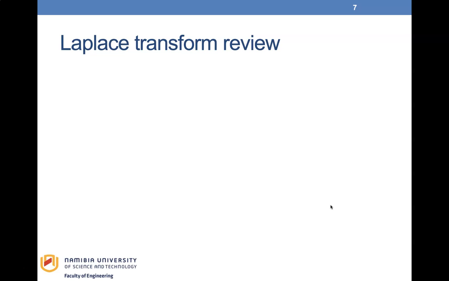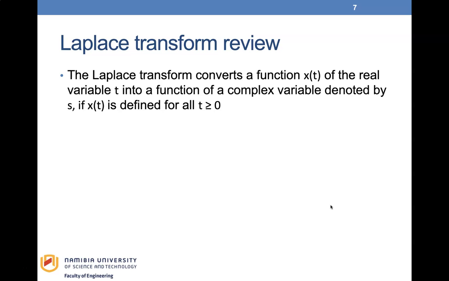So now we review some of the key properties of the Laplace transform. The Laplace transform converts a function x of t of the real variable t, that is t stands for time, into a function of a complex variable denoted by s. So s stands for complex variable. If f of t is defined for all t greater than or equal to 0, then the Laplace transform of the function in time is equal to F of s in the s variable, and this is obtained by taking the integral from 0 minus to infinity of the time function multiplied by e raised to minus st dt.